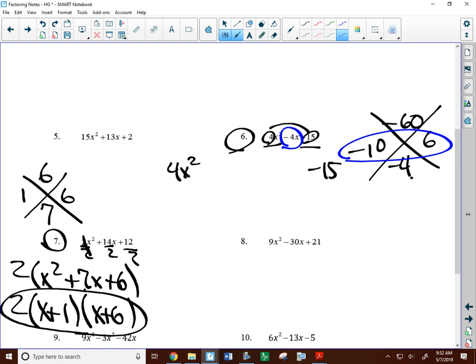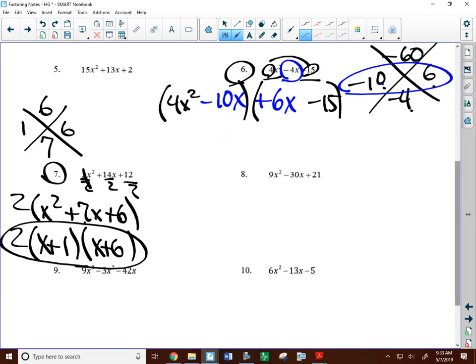I'll just go in the same order we wrote it in. So I'll just write negative 10x plus 6x. So again, that's equivalent to negative 4x, these two, negative 10x and 6x. It was based on these two numbers, negative 10 and 6. And now you just group them. So if you like grouping, do well with that, this is a good method for you.